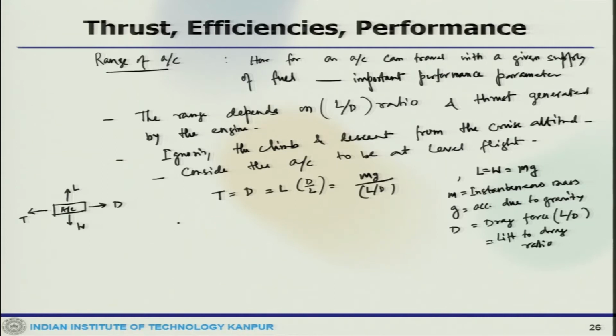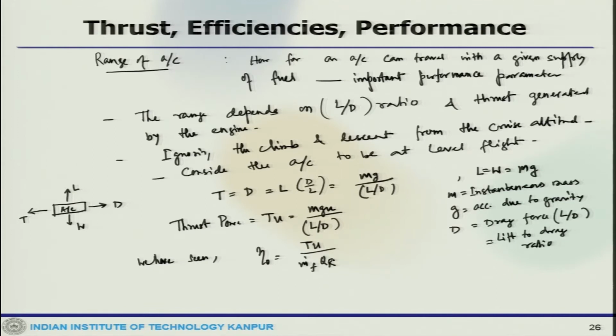Then we have thrust power, that would be Tu, which is mgu by L by D. And what we have seen is that overall efficiency is Tu by m dot f Q R. So, if we equate these terms, we can write m dot f Q R eta naught equals mgu by L by D. That gives us m dot f equals mgu by eta naught Q R L by D.